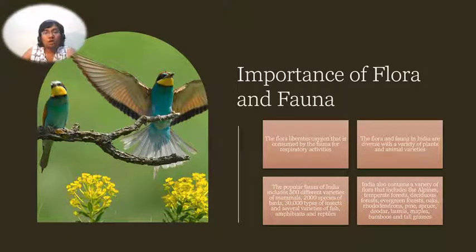Flora liberates oxygen that is consumed by fauna, and fauna in turn liberates carbon dioxide, which is consumed by flora for photosynthesis. So, flora and fauna hugely benefit mutually, and they help to maintain the equilibrium on this earth.